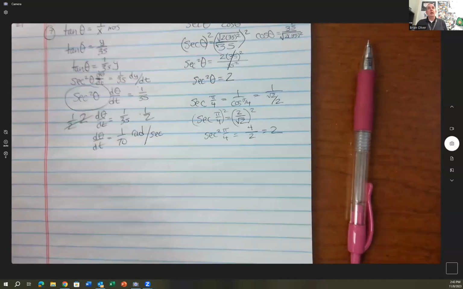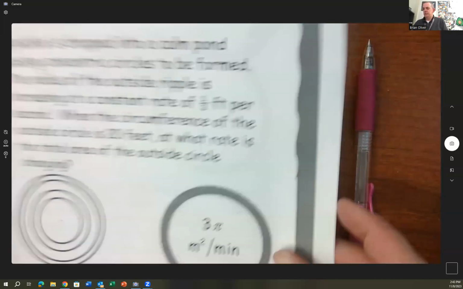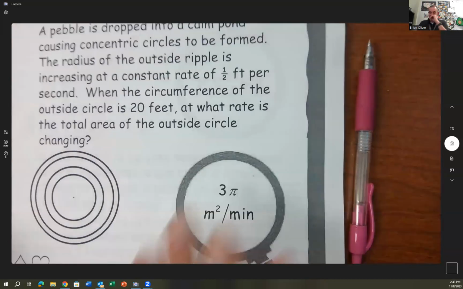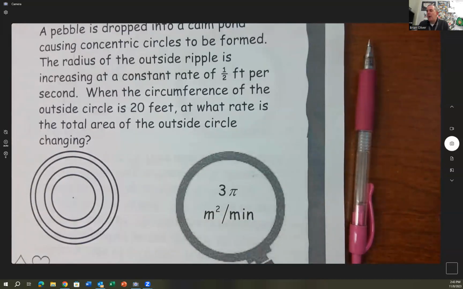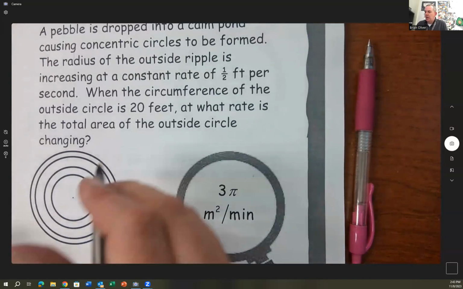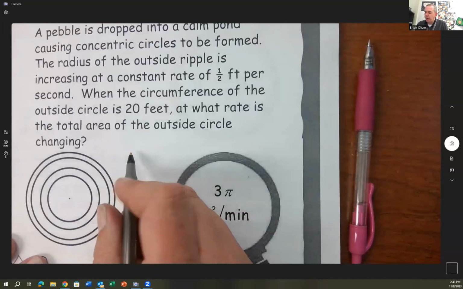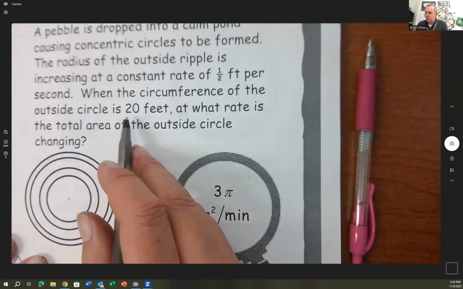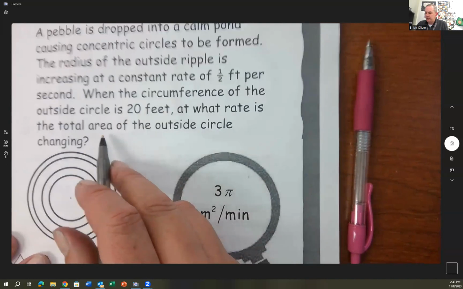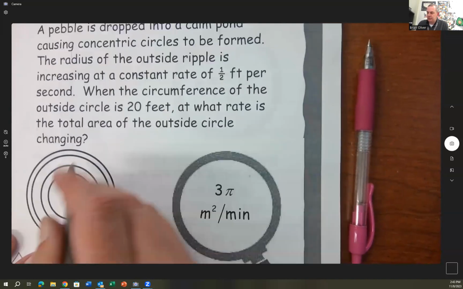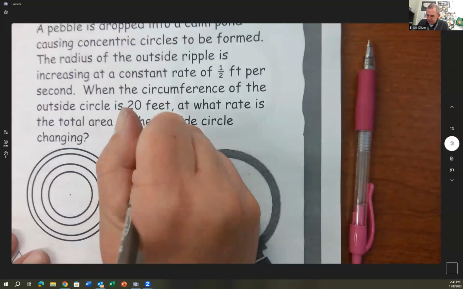Okay. Number 8, and you might get a bell ring in the middle of this, so just be prepared. A pebble is dropped into a compound causing concentric circles to be formed. The radius of the outside ripple is increasing at a constant rate of 0.5 feet per second. When the circumference of the outside circle is 20 feet, what is the rate that the total area of the outside circle is changing? So we're talking about area of a circle, so area equals pi r squared.